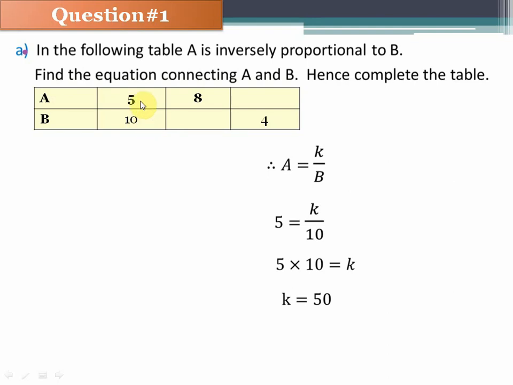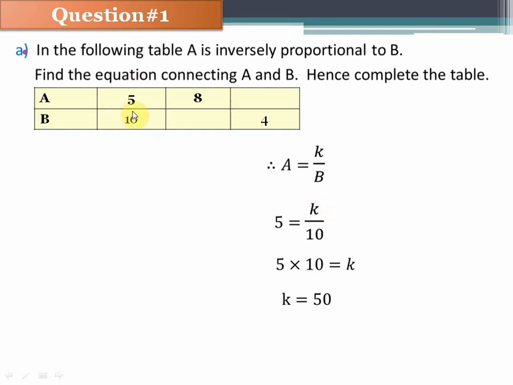In the table you see that the first two values of both variables are given. When the values of both the variables are given, we use this slot to find the value of k. Now we don't have the value of a corresponding to this value of b, so we don't use it. We will use the values of both variables in the same column to find the value of k.